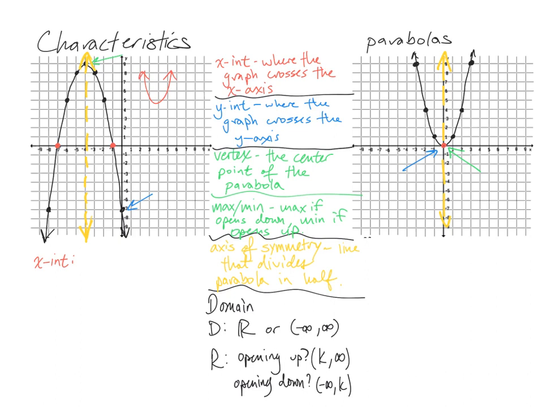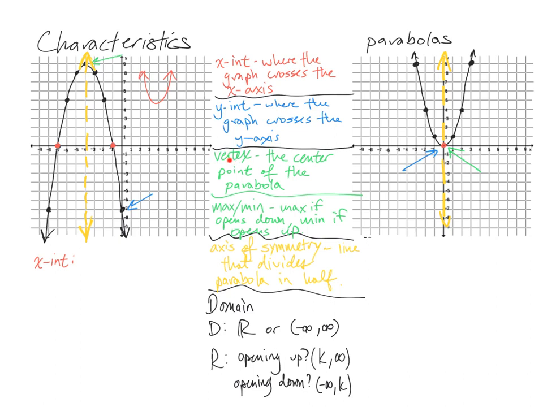Moving on, we have the y-intercept. So we have the x-axis, y-axis. If the x-intercept is where the graph crosses the x-axis, well, the y-intercept is where the graph crosses the y-axis. So here we have the y-axis, the blue arrow pointing with the blue text here. The y-intercept for this graph would be here. The y-intercept for this graph would be the same as the x-intercept. Okay, that happens sometimes.